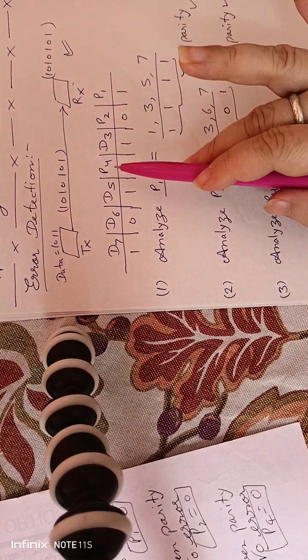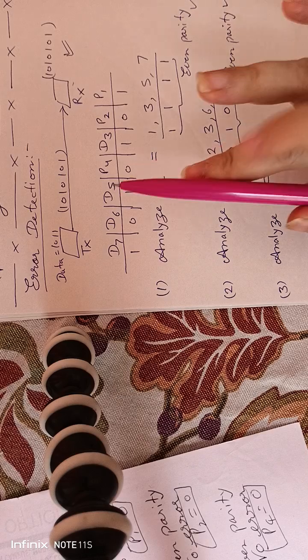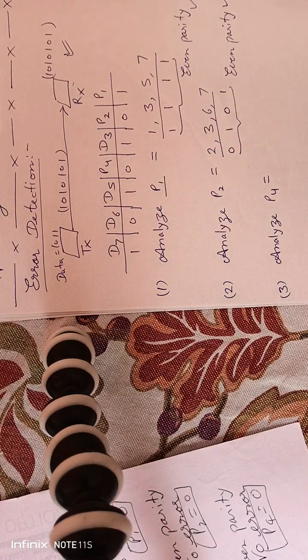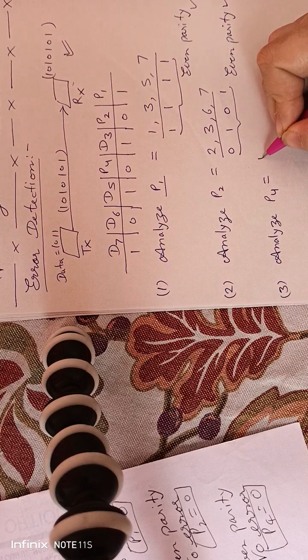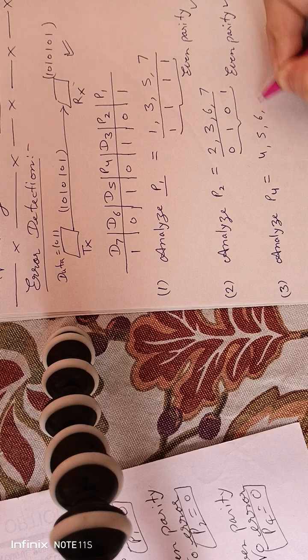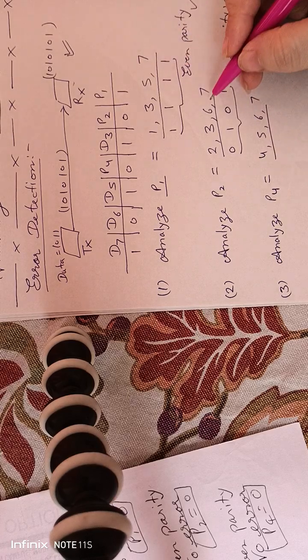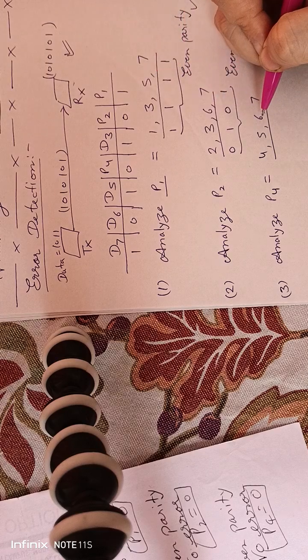Remember how many parities you have inserted depending on the size of your data, that is M. The number of times you are supposed to analyze it, again. Okay, so for P4 we have 4, 5, 6 and 7. I hope you people are able to remember from where we got these values, right? These are the fixed values.